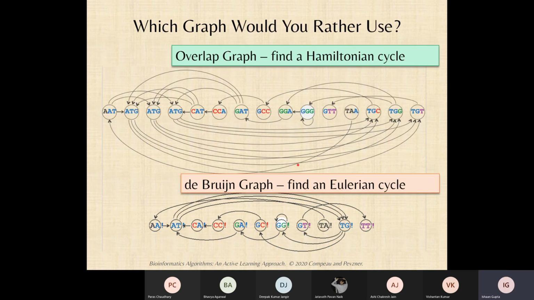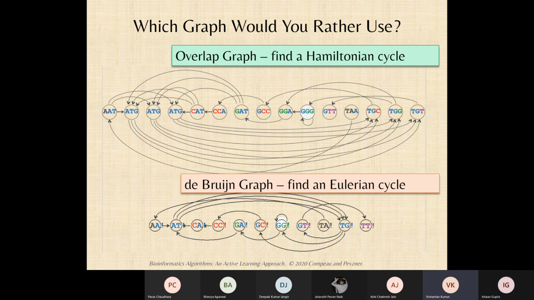Okay, so now which graph would you use? This is the overlap graph where you have to find a Hamiltonian cycle, and this is a De Bruijn graph where you have to find an Eulerian cycle. So can you already see something? Immediately something popping out for you? The difference between these two graphs?